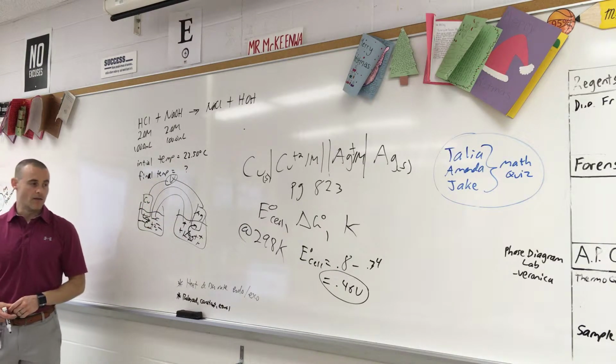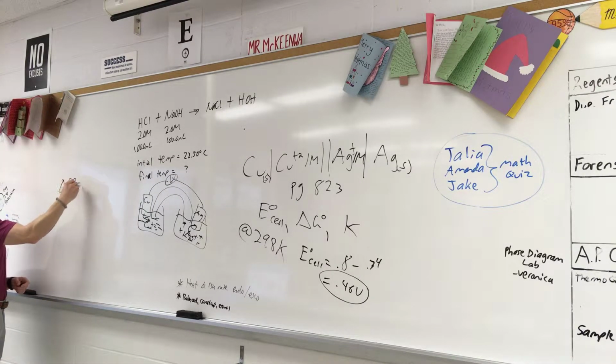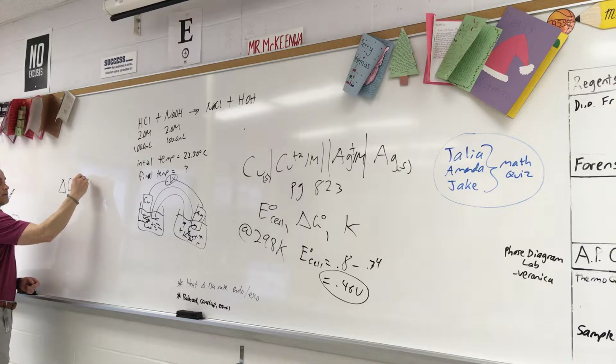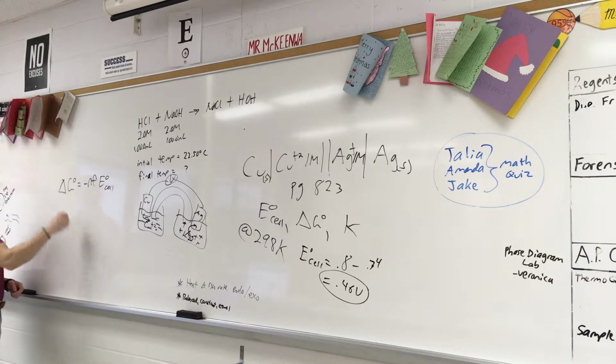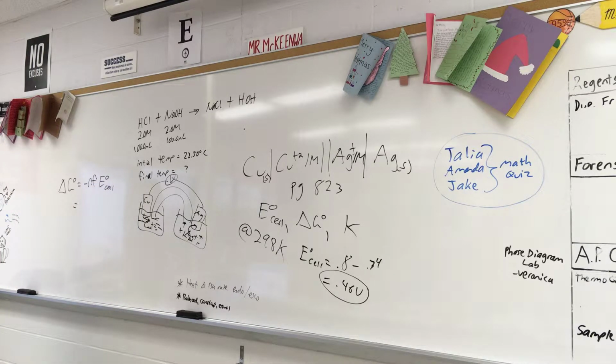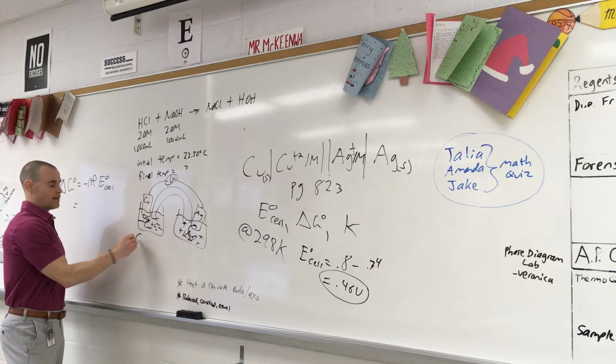All right, now, how do we solve delta G? What's the equation? Delta G equals? Negative, just give me the variables. NFE, NFE cell. All right, so equals. Now, how many moles of electrons are being transferred here? 2. Because here's what's happening here.